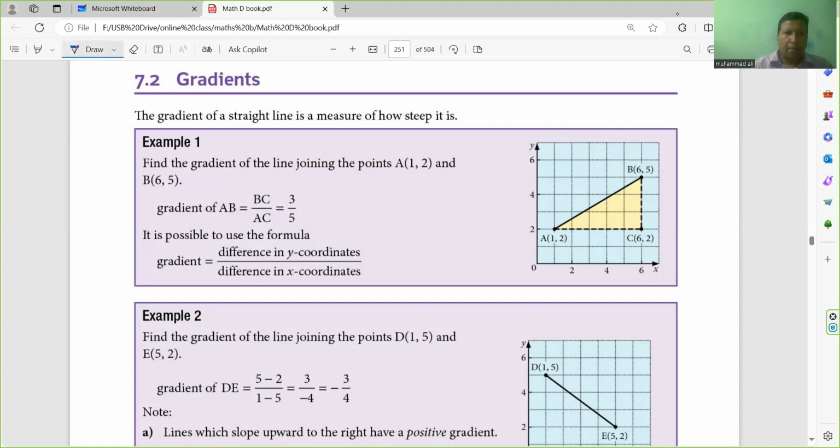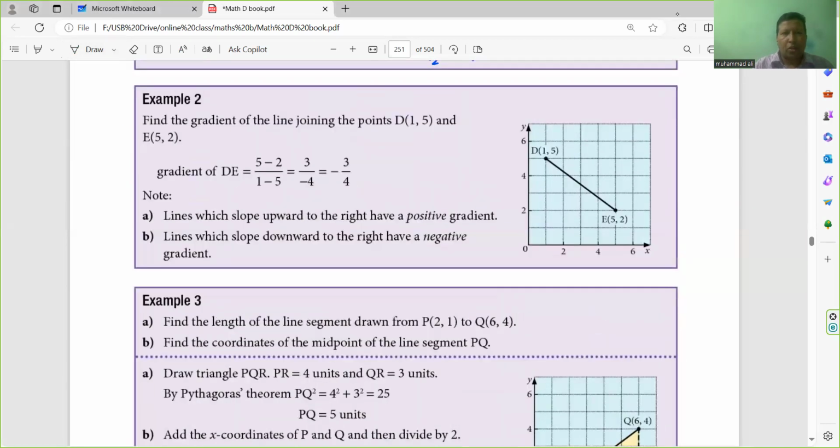So, we will remember the formula. The gradient between two coordinates is the difference in y coordinates divided by the difference in x coordinates. If (x1, y1) and (x2, y2) are two coordinates and you want to find the gradient, you can write y2 minus y1 divided by x2 minus x1. Okay, here, find the gradient of the line joining the points D(1, 5) and E(5, 2).